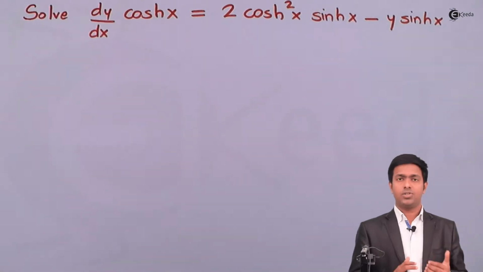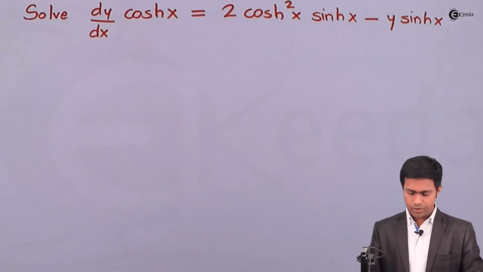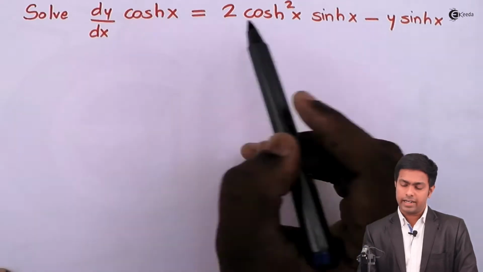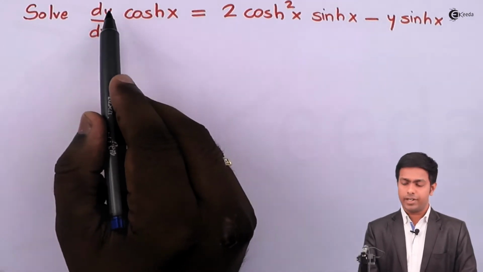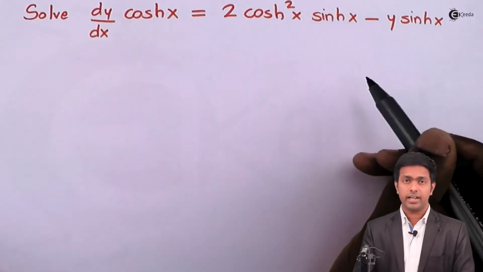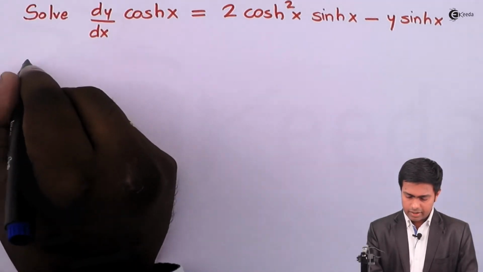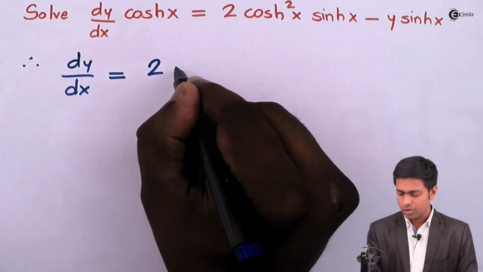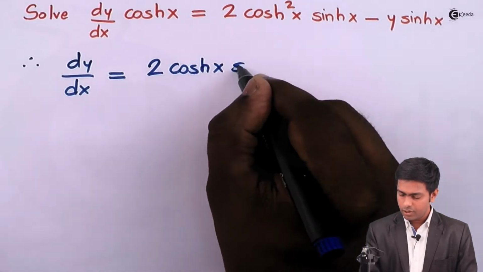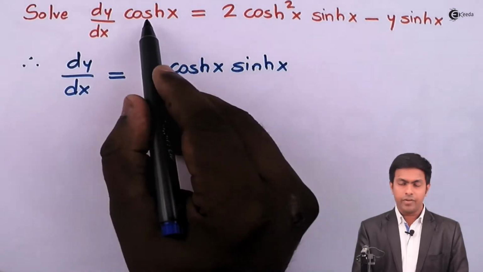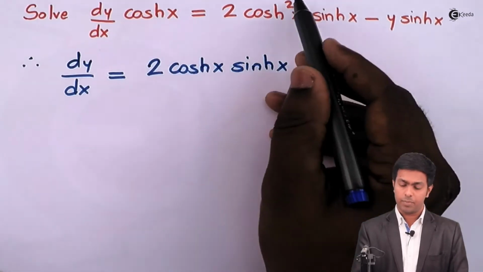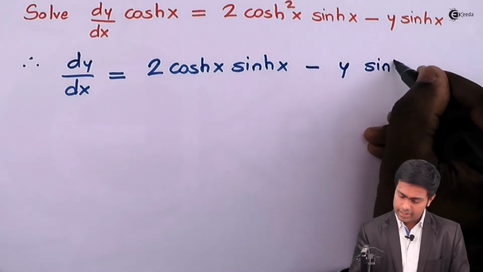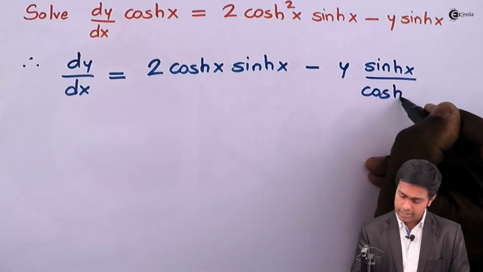So guys, to get the solution, I will first readjust the terms. For that, I will send this hyperbolic cos x to the right hand side. Since it is multiplying here, it will divide the two terms on the right hand side. So therefore dy by dx equal to 2 times hyperbolic cos x into hyperbolic sin x, because when we divide this term by hyperbolic cos x, one hyperbolic cos x will be cancelled, minus y hyperbolic sin x upon hyperbolic cos x.